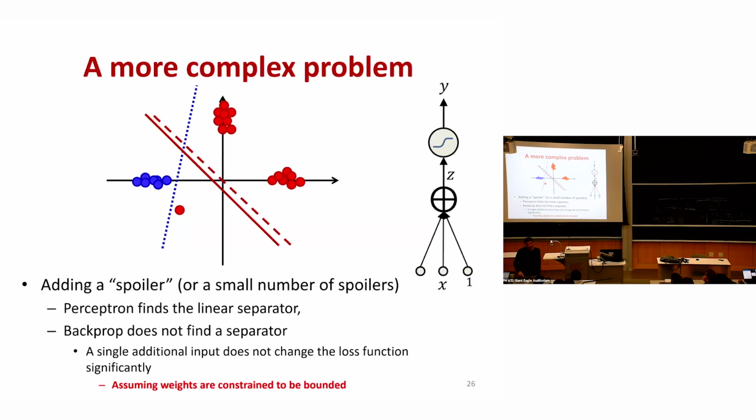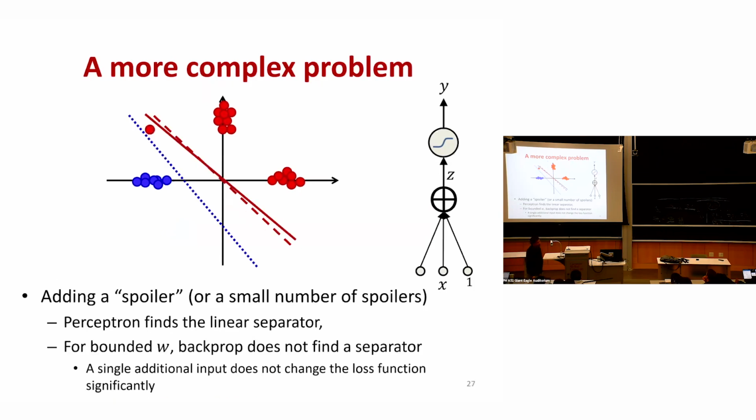Or let's say I perturbed this red dot and moved it here. Once again, the perceptron learning rule is going to find the decision boundary. Gradient descent is just going to move things a little bit, and it's going to make an error on that one instance. Or if I put this extra dot, which I'm calling the spoiler, out here, the classes remain linearly separable. So the perceptron rule is going to find the separator, but gradient descent is not. Again, the solution lies within the class of functions that can be modeled by the network. It's just that gradient descent won't find it.